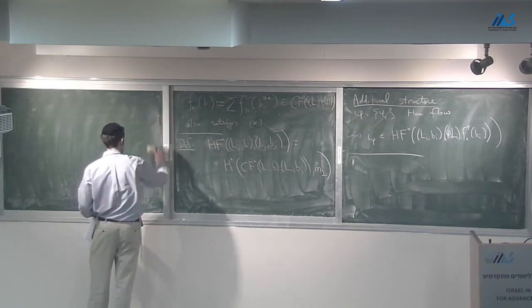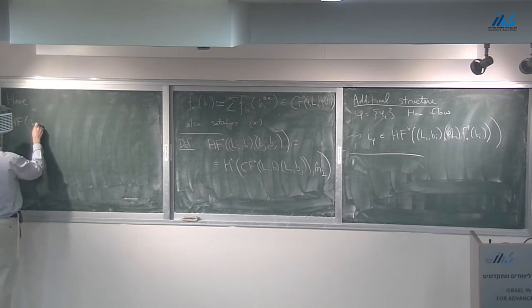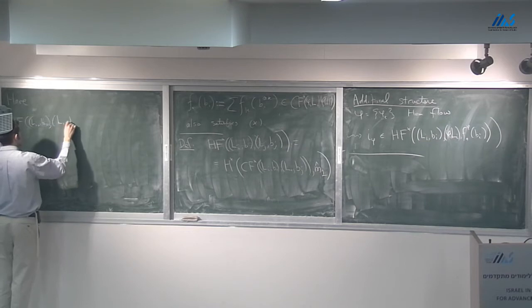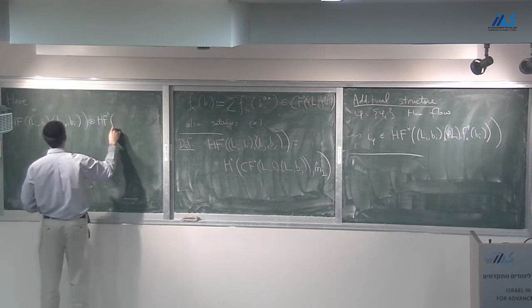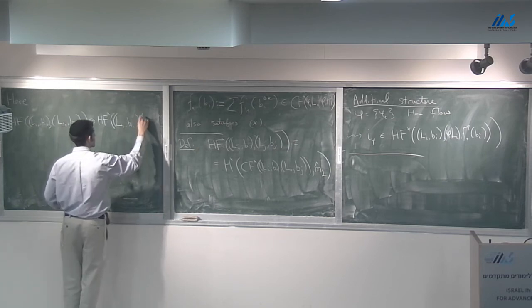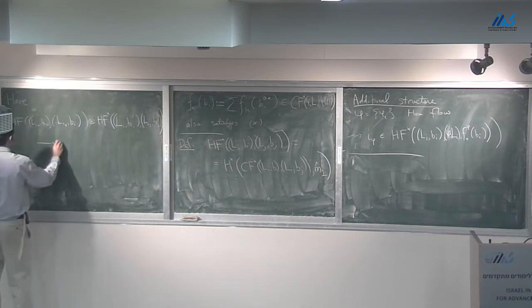So we have a map from HF(L_0, b_0; L_1, b_1) tensor HF(L_1, b_1; L_2, b_2) to HF(L_0, b_0; L_2, b_2). This is a horrible notation. Let's call this the composition map.